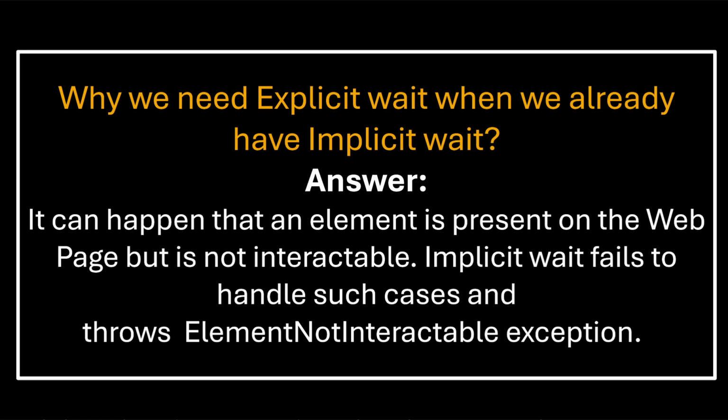So a question might arise that why we need explicit wait when we already have implicit wait. It can happen that an element is present on the web page but is not interactable. Implicit wait will fail to handle such cases and throw element not interactable exception, since it only waits for element to be present on DOM.